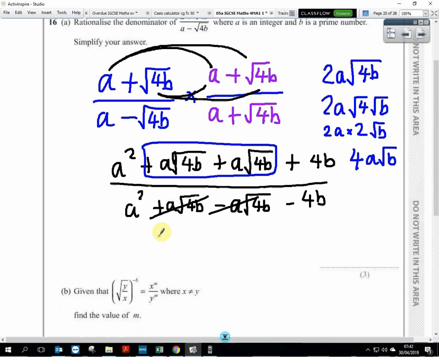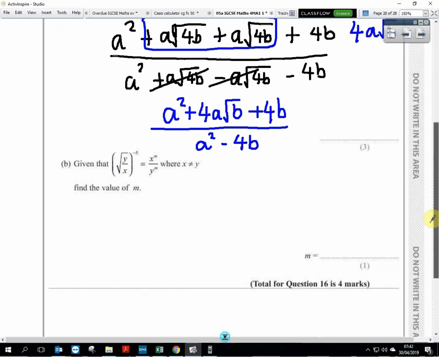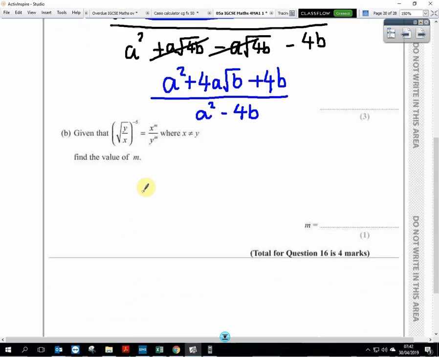So what we can do now is we can write the final answer as a squared plus 4a root b plus 4b over a squared minus 4b. And that's the final answer to the question.